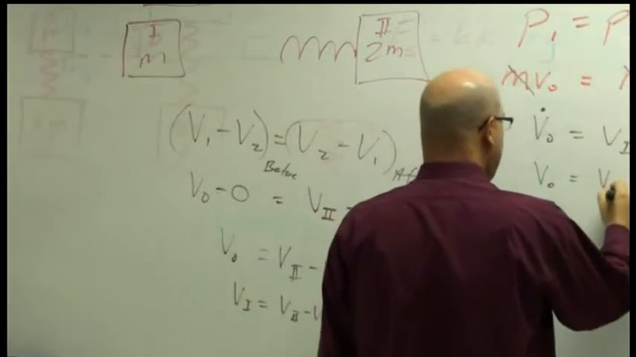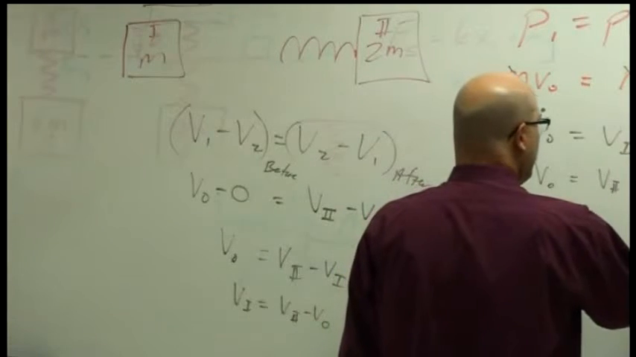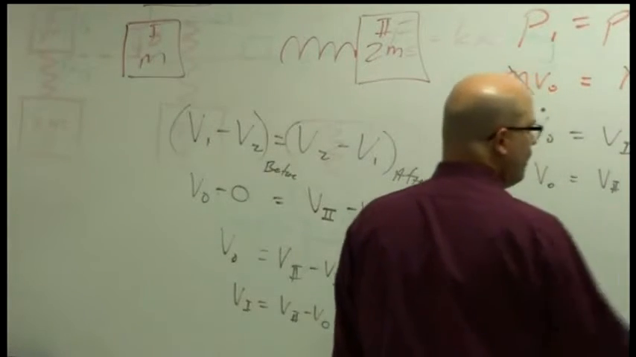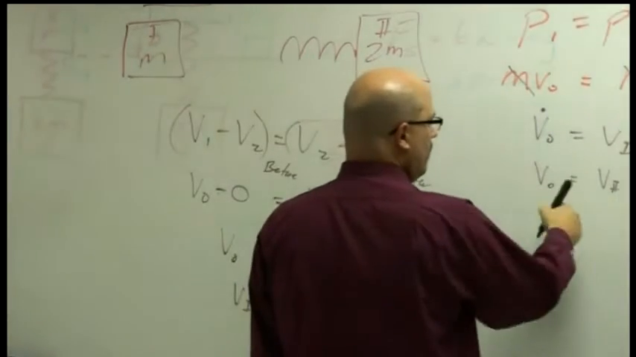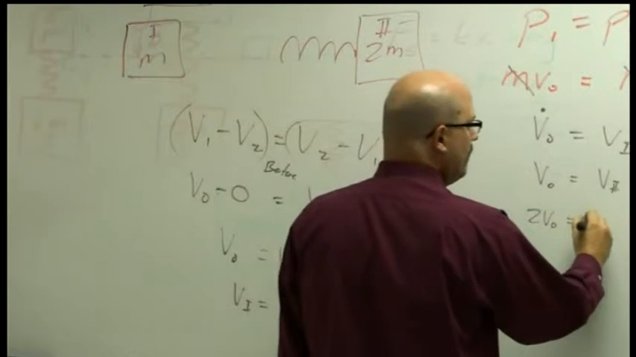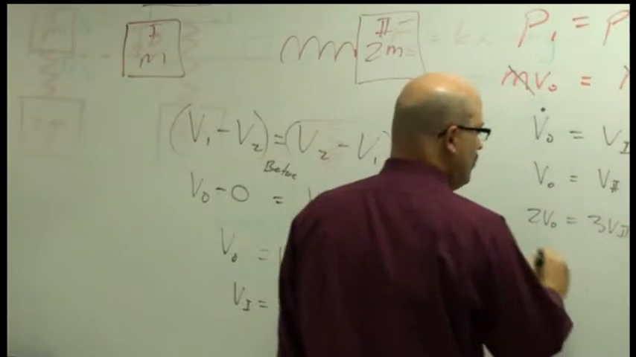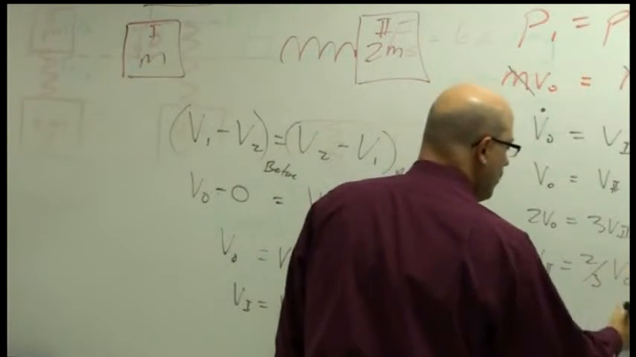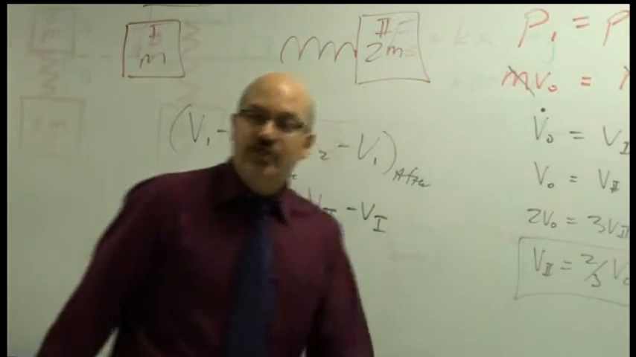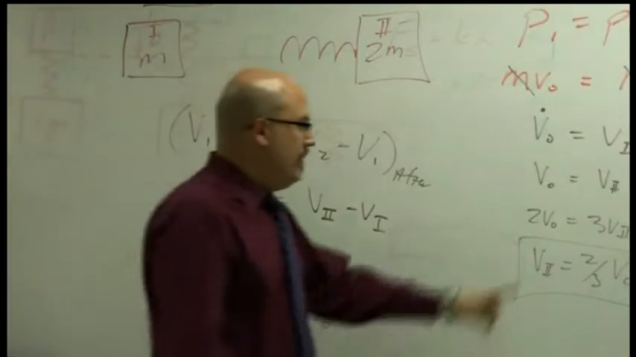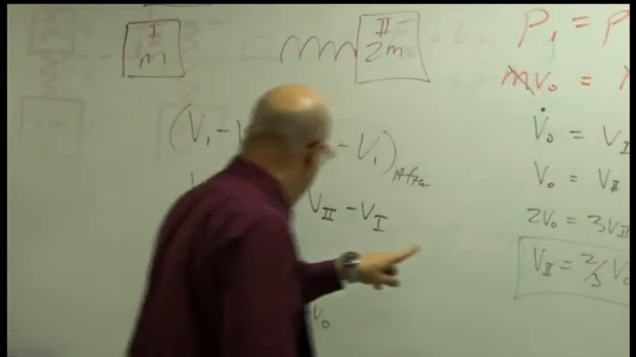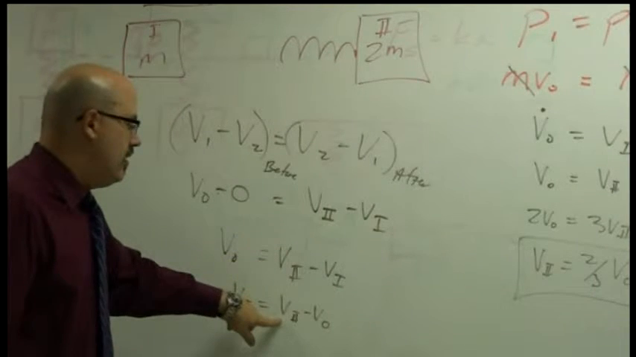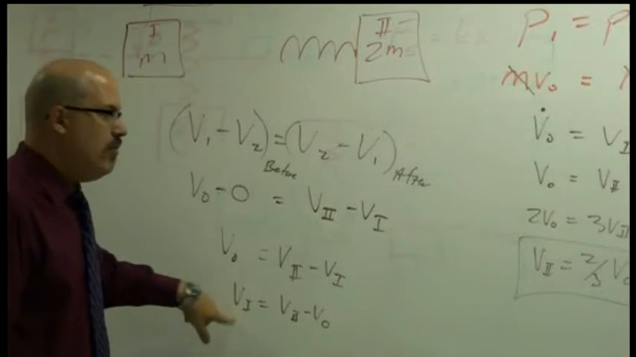So I get V2 minus V naught plus 2V2 equals 2/3 V naught. So I get 2 V naught equals 3 V2. So V2 equals 2/3 V naught. And we're done. Now let's check it. If I take this and I plug it in right here, what's V1 going to be?